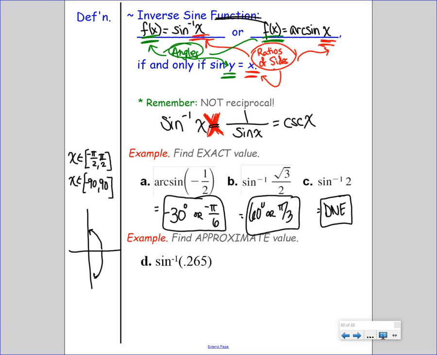Okay. Letter D, unit circle. No. 0.265, that's not unit circle. 1/2, root 2 over 2, root 3 over 2, no. Oh, it's error. No, it's not. It's less than 1. Okay, plug it in. What did we get? 18.367 degrees. Good.